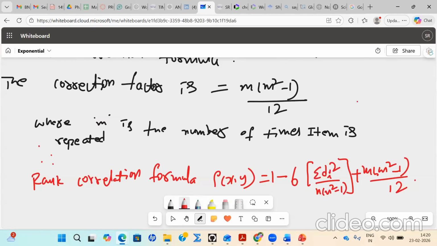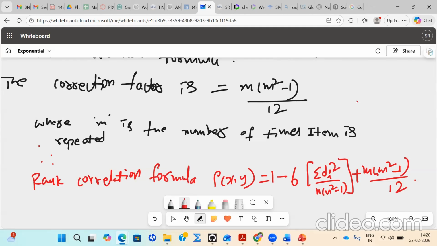Whenever the marks or items are repeated twice, or the same rank is allotted twice, like two persons we are giving the same rank, in those cases we have to use the repeated rank correlation formula that is given here. And while doing this calculation, one has to add the correction factor to the rank correlation formula. Okay, shall we go for a problem now? We'll discuss a problem now.